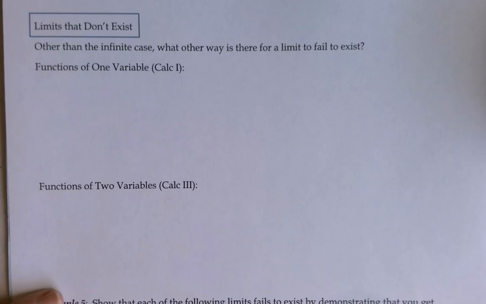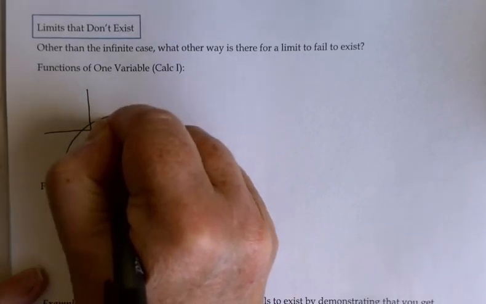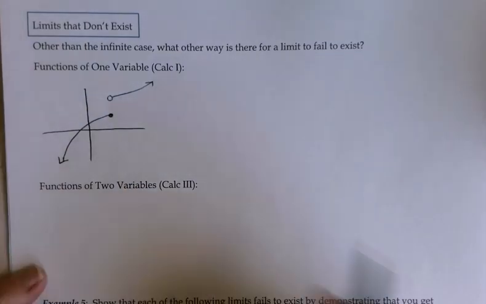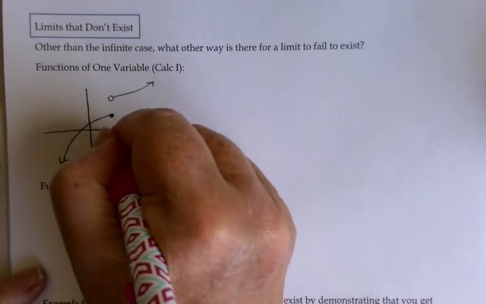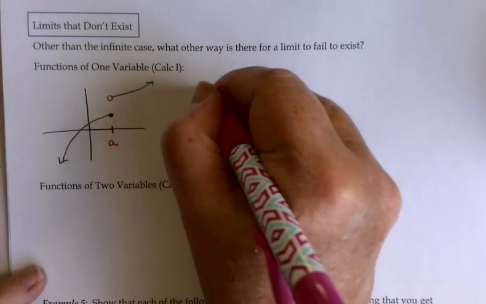Other than the limits becoming infinite, can you remember from Calc 1 what else might cause a limit to fail to exist? Remember those jump discontinuities, where they approach one thing from the left and something else from the right. Graphically, they might look something like this. Right here, at whatever x value this is, I'll just call it a, we have a jump discontinuity.